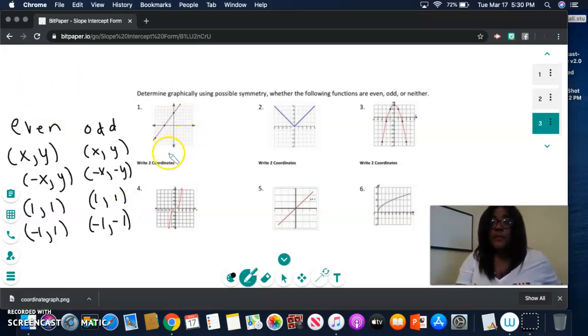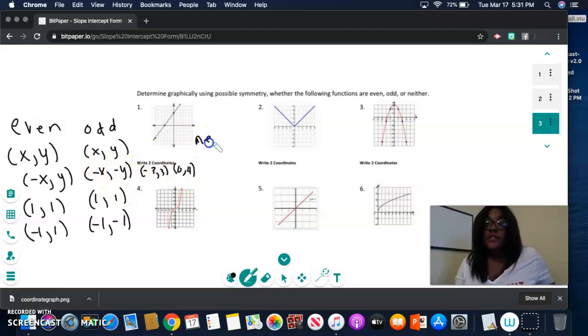So here, looking at number 1, if you notice at the bottom, it tells you to write 2 coordinates. So I'm going to go ahead and find the coordinates for these 2 points that are on the graph. So that's negative 3, 3. And then this point will be 0, 4. If you compare the information that we have, these 2 coordinates do not meet the conditions of even or odd. So we're going to say that this graph is neither.